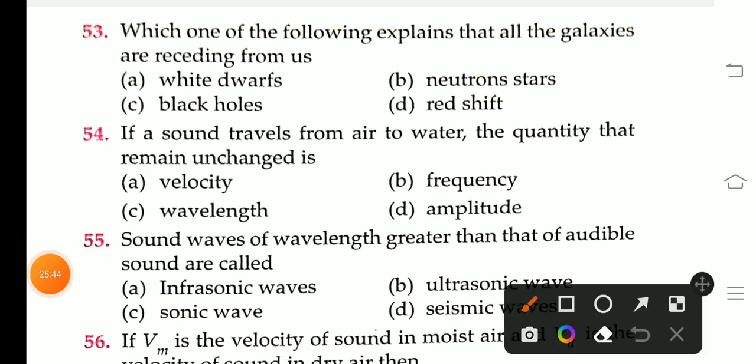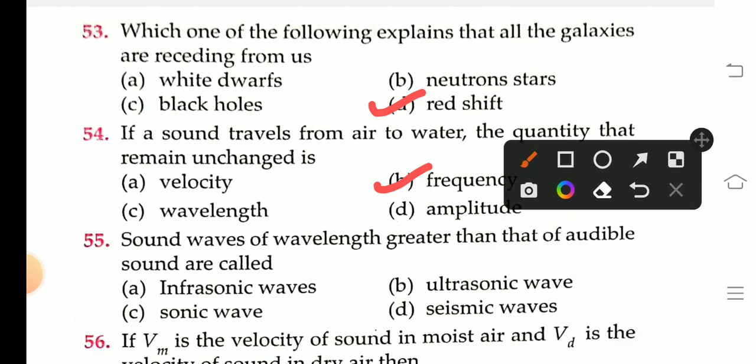Next, which one of the following explains that all the galaxies are receding from us? Right answer option D. Red shift. Next, if a sound travels from air to water, the quantity that remains unchanged is. Right answer option B. Frequency.